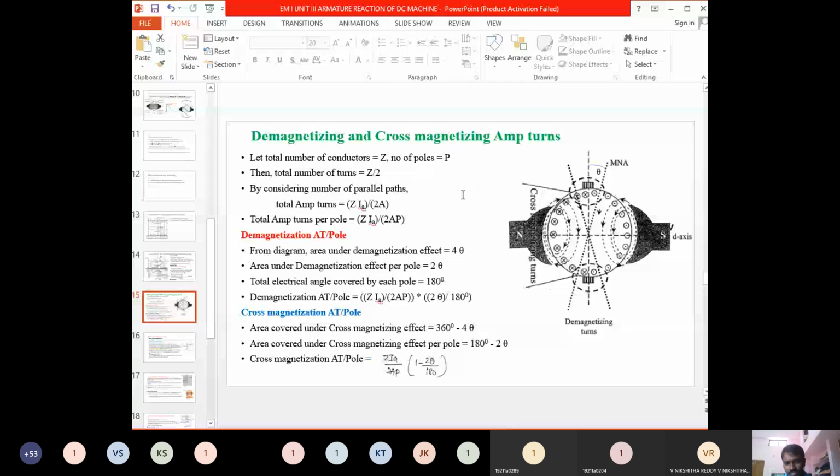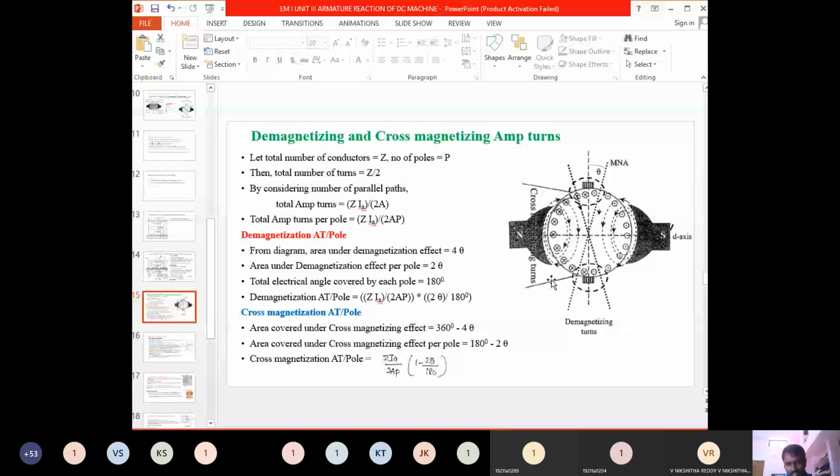So now we'll try to see this. This is what we discussed: with the shift of the MN axis, the MN axis will divide the conductors covered by the north pole and the conductors covered by the south pole. So previously the conductors whose current direction was leaving now have the current direction entering, and similarly the conductors that were entering have now changed to leaving. Now we will try to segregate which portion of conductors produces the cross magnetizing effect and which portion leads to the demagnetizing effect.